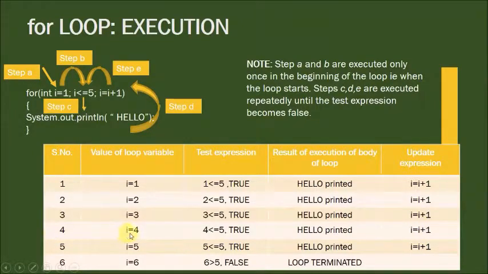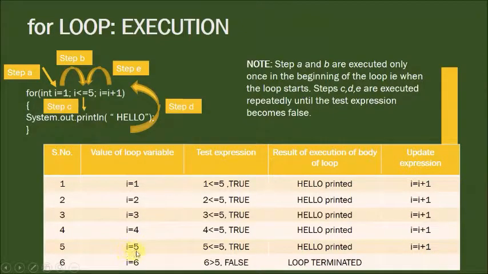Now for the next iteration, these are the iteration numbers, showing how many times the loop is going to execute. The value of I becomes 4. We'll again jump to the test expression. As 4 is less than or equal to 5, the test expression is true. So again the body of the loop will be executed. Hello will be printed on the screen, and then again the update expression is executed and I becomes I + 1. The value of I was 4 and it will now become 5.